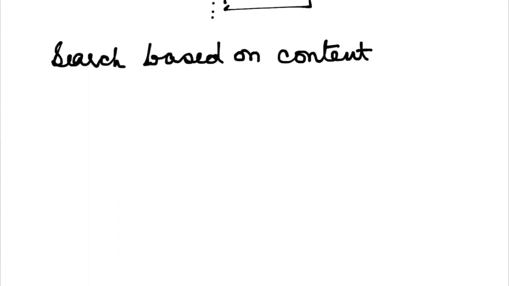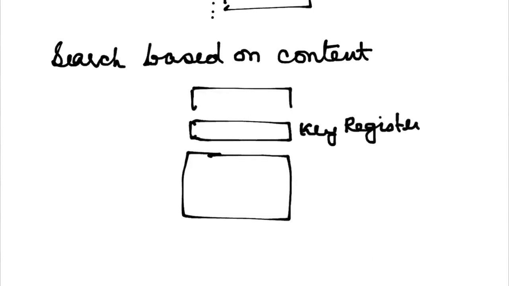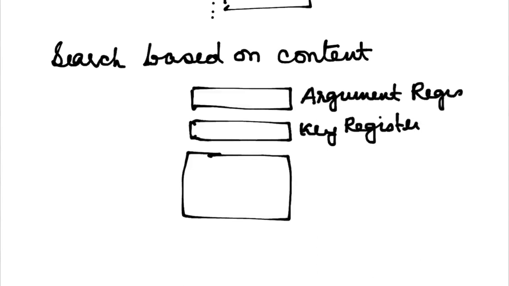In associative memory, the block diagram will look something like this. First of all, you have an array of words. This is the memory. And you have two registers. The first one is called the key register. And then we have another register, which is known as the argument register. We will call the key register K, and the argument register A.